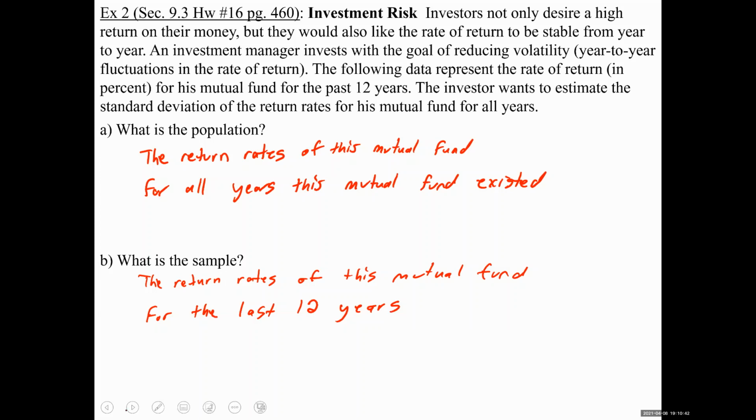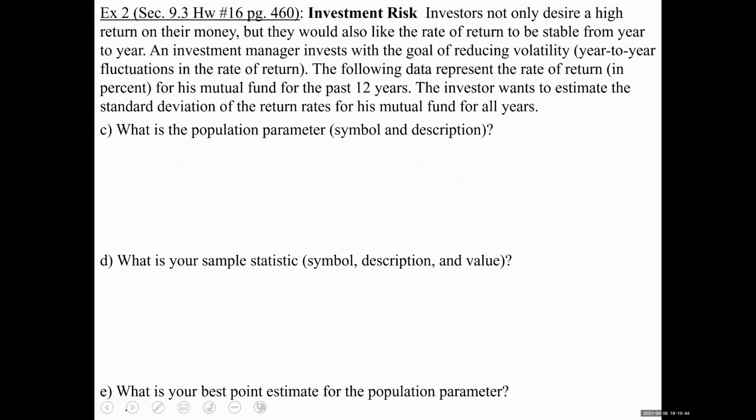Okay. Population parameter, the symbol is sigma. No, read the problem carefully. The investor wants to estimate. If they say you want to estimate something, then that's an important sentence to read. Want to estimate the standard deviation. Boom, standard deviation problem, sigma problem. Or if the problem says build a confidence interval for standard deviation, then it's the sigma problem. Okay, so sigma. Now, when you describe sigma in words, the first thing you're going to write down is the standard deviation.